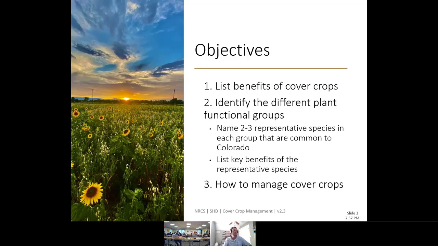We're going to look at, in terms of objectives for this module, we're going to list some of the benefits of actual cover crops. Also, within our discussion about cover crops, we're going to identify different plant functional groups where we will actually name 2 to 3 different representative species in each group that are common to basically the nation. We'll also list key benefits of some of these representative species within each functional group. And lastly, we're going to spend a little bit of time on how we would actually manage these cover crops because, as you have seen through the earlier modules, management is key in making these soil health management systems work.